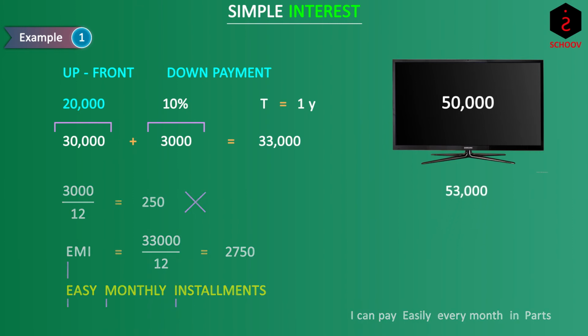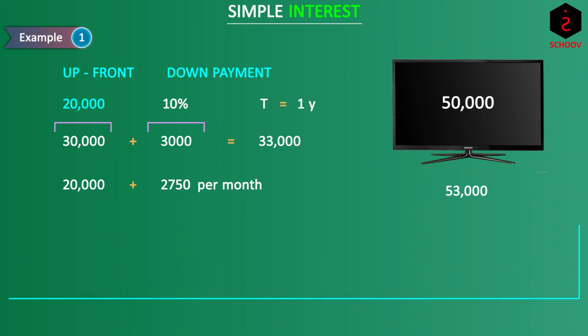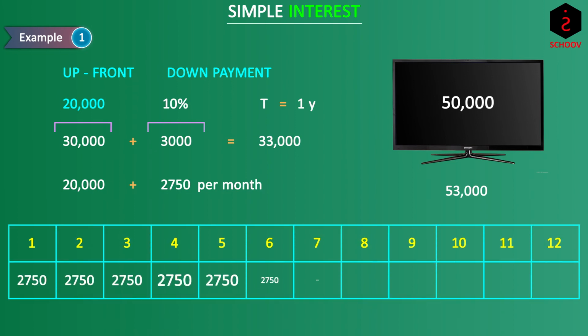And why do I take the deal? Because instead of paying 50,000 for the TV in one go, I pay only 20,000 in one go, or upfront, and 2750 per month for the total of 12 months. This amount becomes my EMI. But EMIs are usually not calculated on simple interest, rather on compound interest, which you will learn later on.